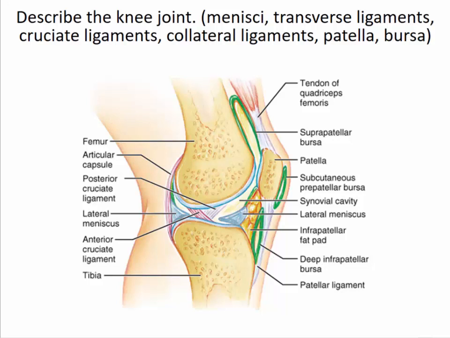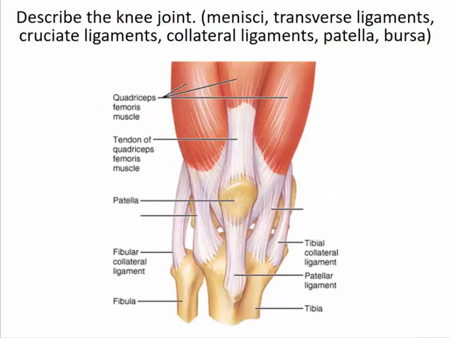The deep infrapatellar bursa is below the patella, and it is helping so that the patellar ligament does not cause damage to the tibia. And then the subcutaneous prepatellar bursa means it's below the skin and in front of the patella, is helping to provide some cushioning so that we don't have direct damage to the patella if, let's say, we were to be hit by something directly on the kneecap.